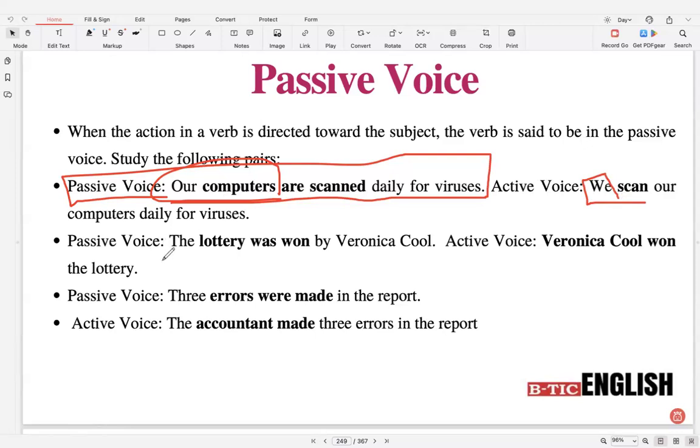Look into this sentence, passive voice. The lottery was won by Veronica Ko. If you convert the same sentence into active voice, it becomes Veronica Ko won the lottery. Is it clear, Fatima? Did you understand? Yes, miss. Yes, great.